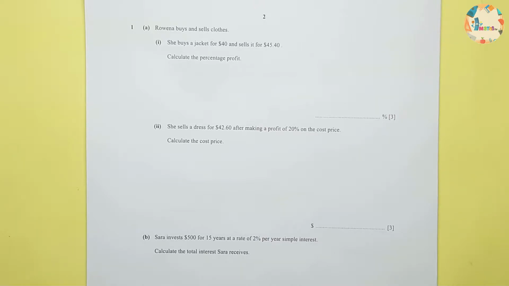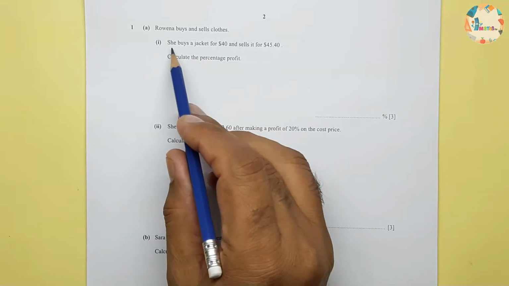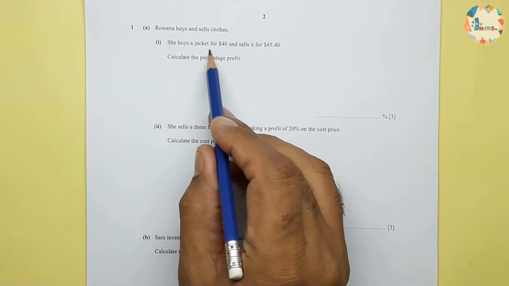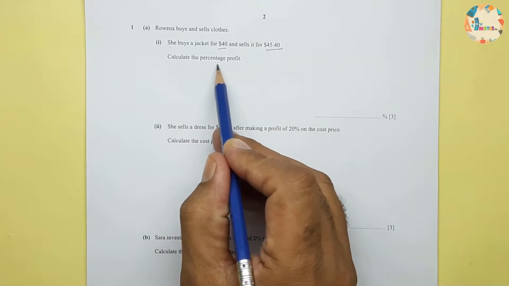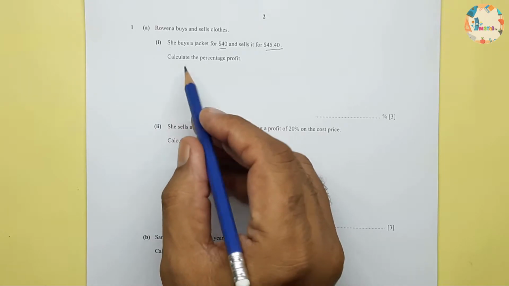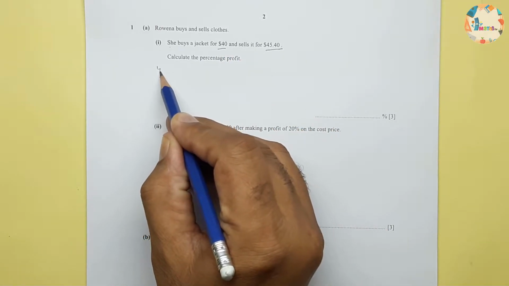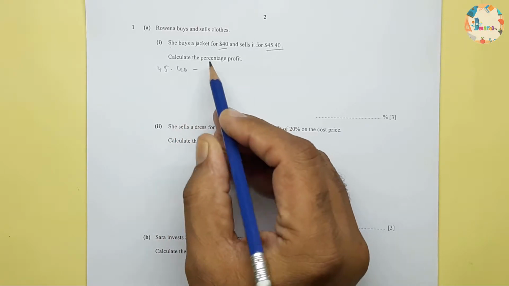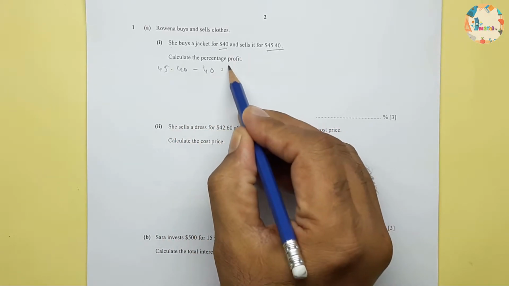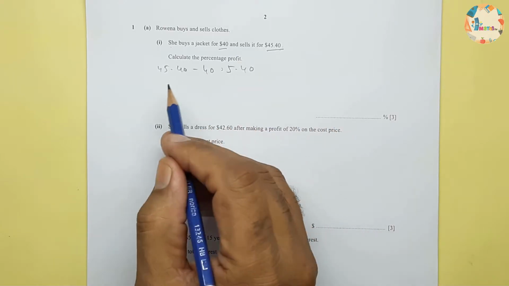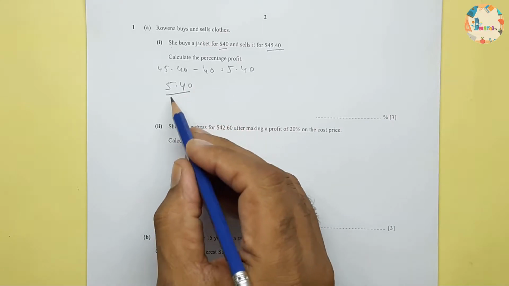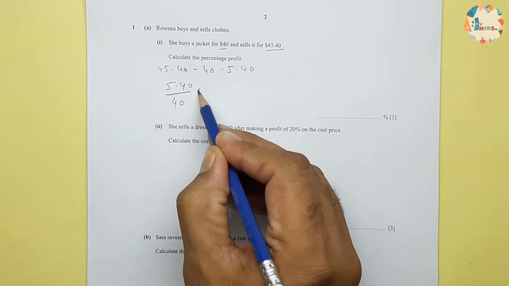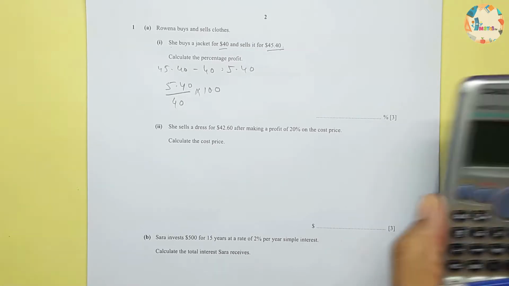Question number 1. Rowena buys and sells clothes. She buys a jacket for $40 and sells it for $45.40. Calculate the percentage profit. So profit, if we check, 45.40 minus 40, so this will be $5.40 profit, against what price? Against this cost price, which is 40, multiplied by 100 to calculate the percentage.